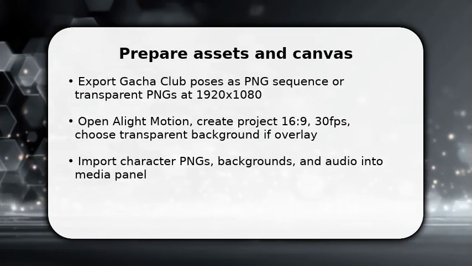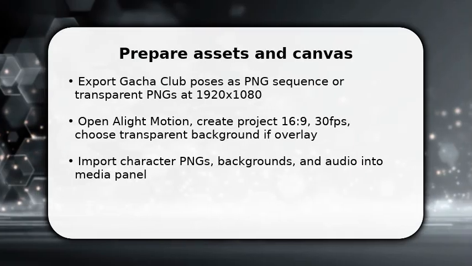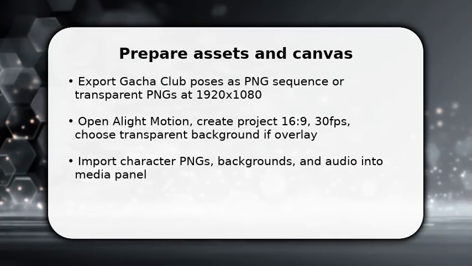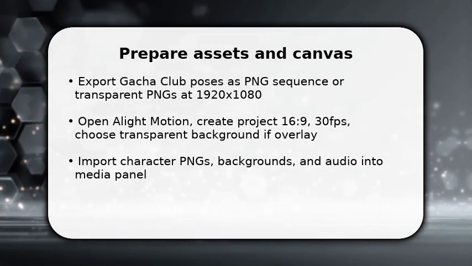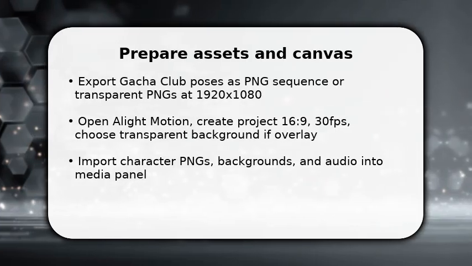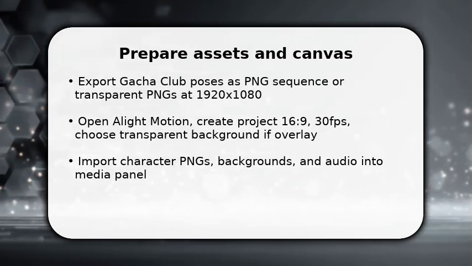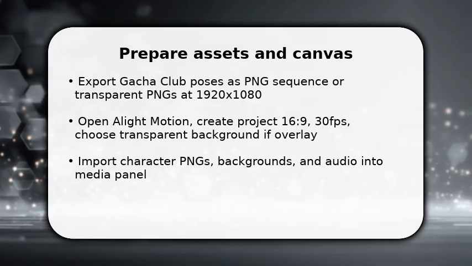You start by gathering the exact pieces you need: character PNGs, backgrounds, and any sound. Import them into an Alight Motion project set to 16:9 and 30 FPS. This ensures consistent timing and scale.